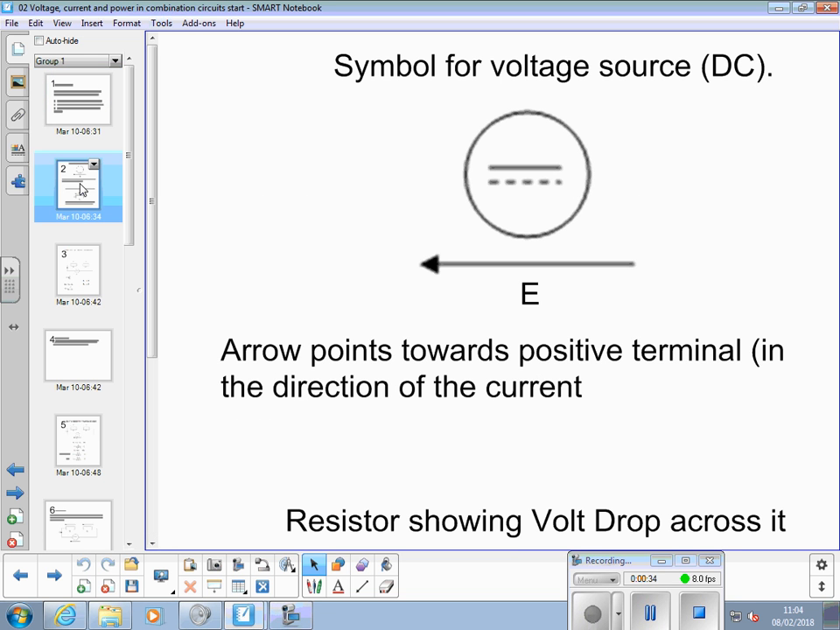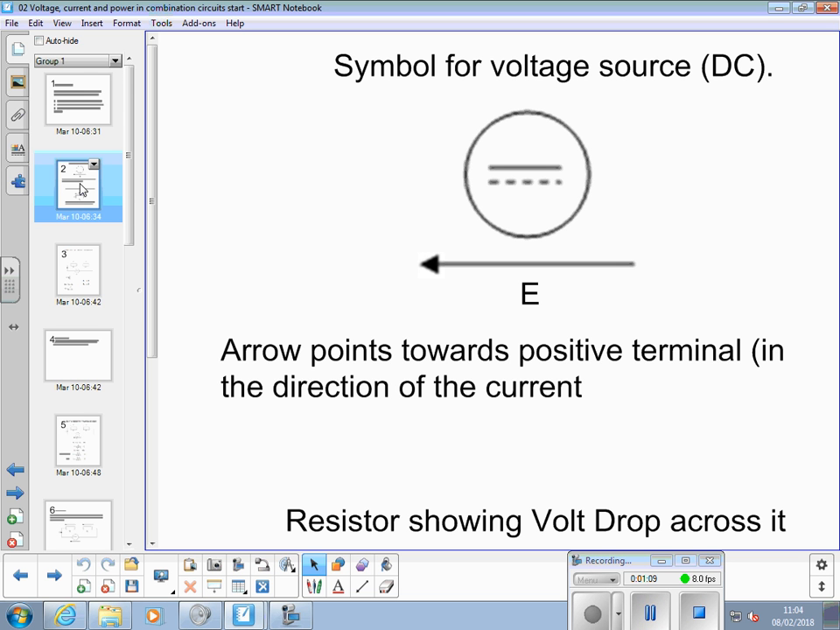So, first of all, the general symbol. There are others that get used, but for a DC voltage source it's a circle with a continuous line above a dashed line. Textbooks vary, but try and use E for a source voltage, like a battery or a generator, and V for the drops across components as we go around the circuit.